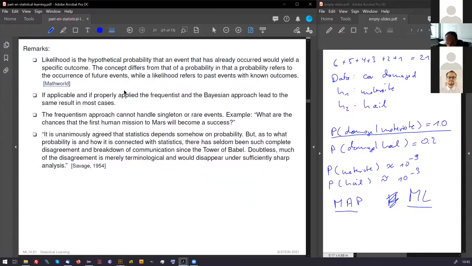You can read a bit in the remarks if it goes too quickly.